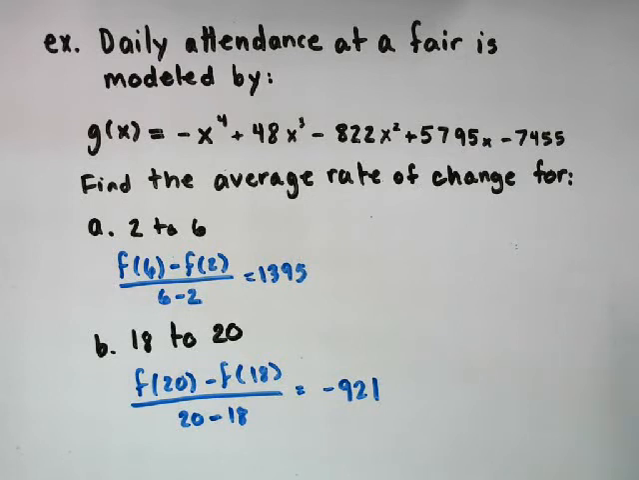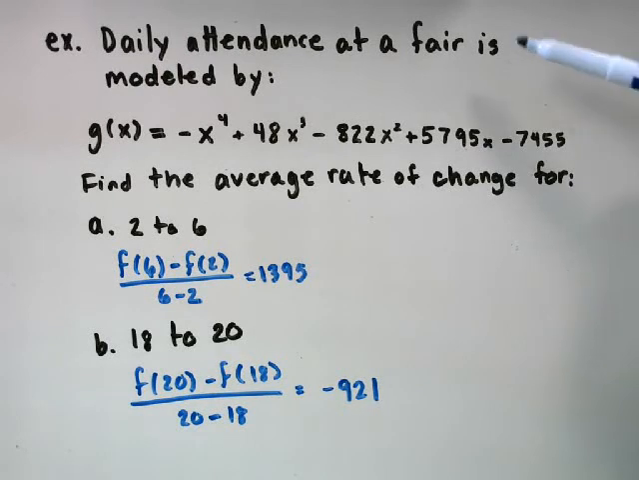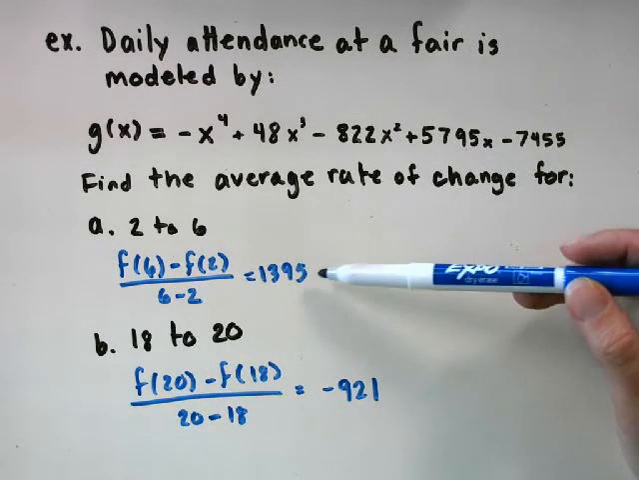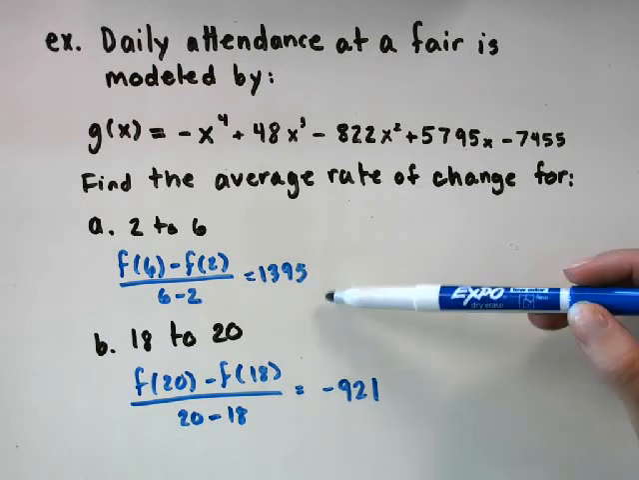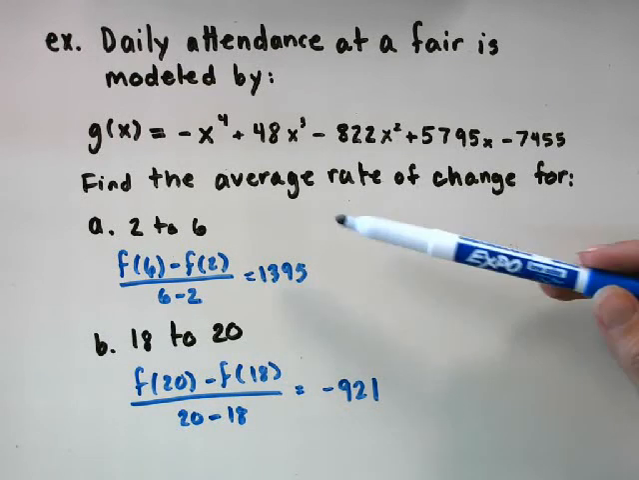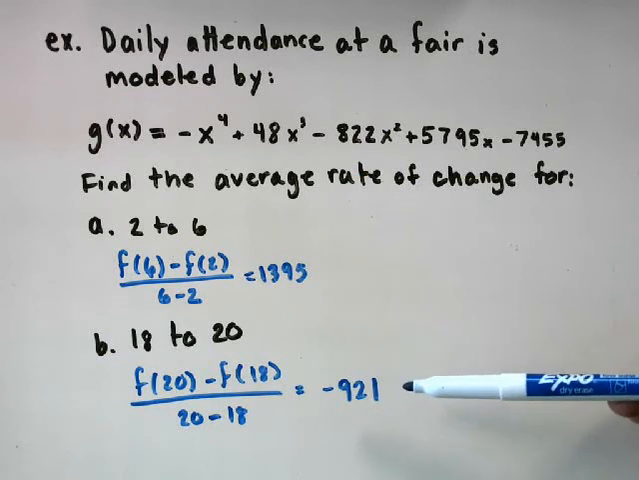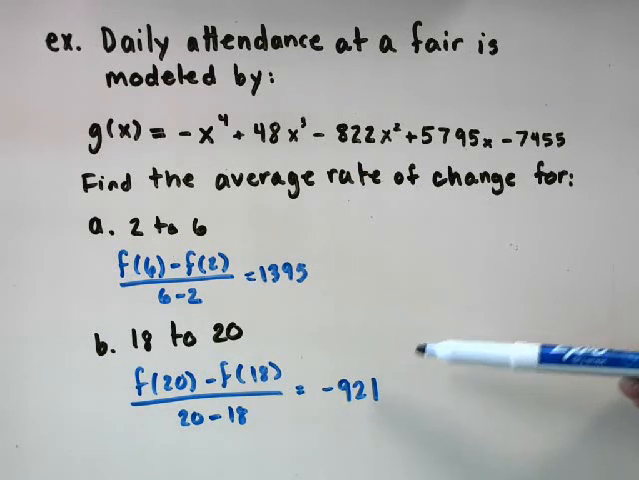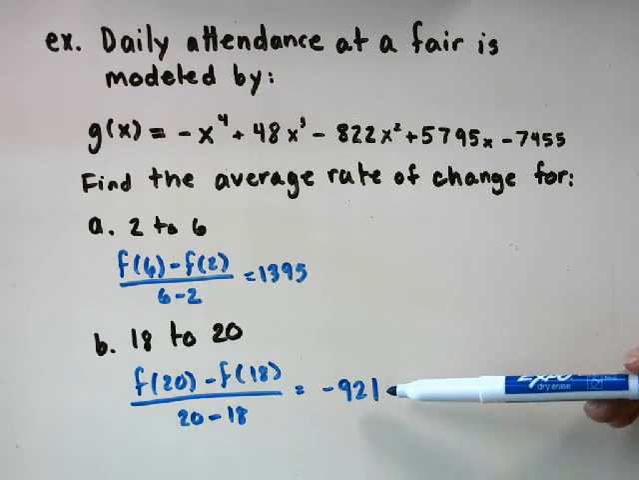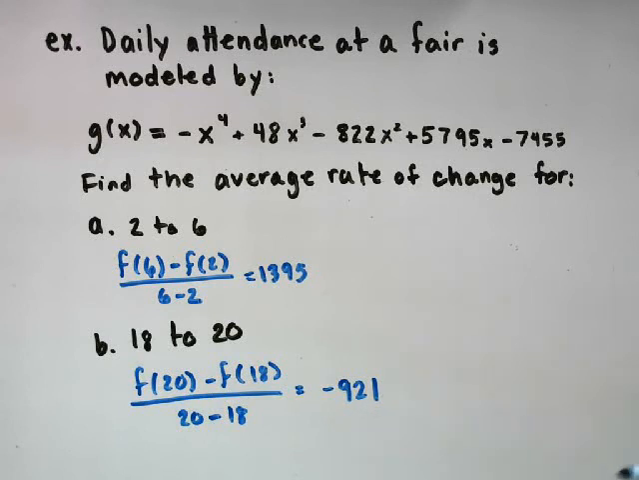So what do these numbers mean? So this function told us this was daily attendance. So this means from days 2 to 6 that per day there's about 1,300 additional people attending the fair. From 18 to 20, the number of people coming to the fair is decreasing. That on average, negative 920, or fewer people, were entering the fair.